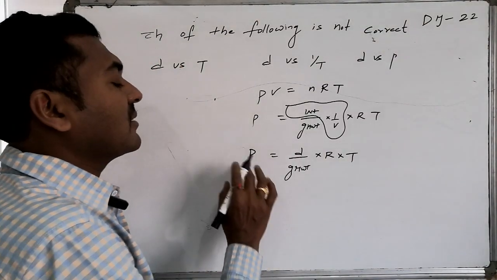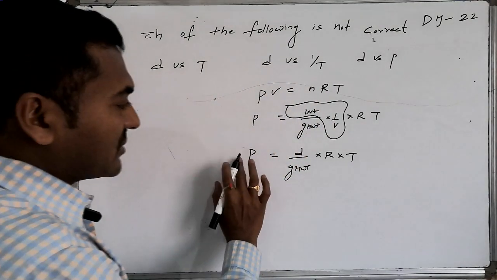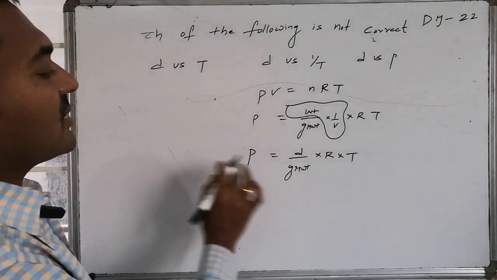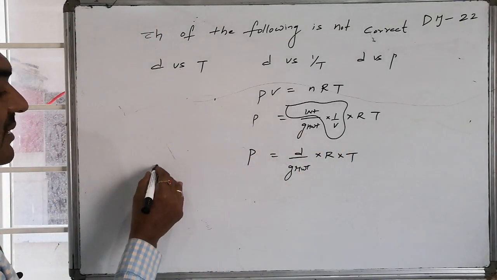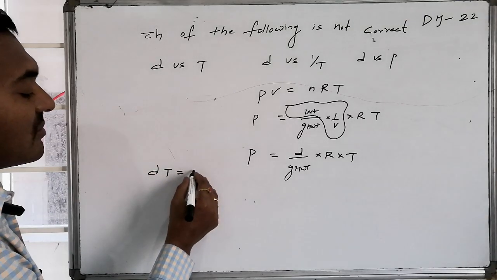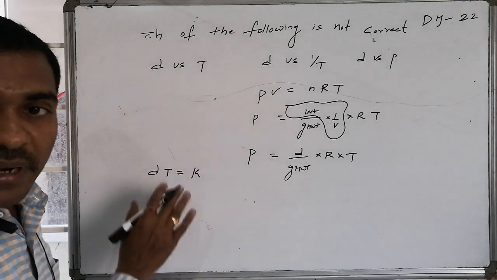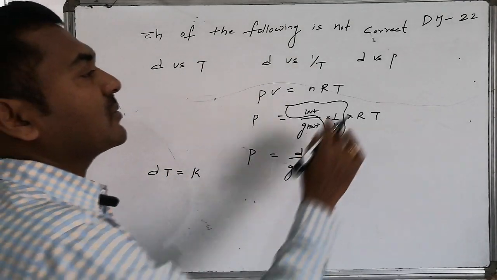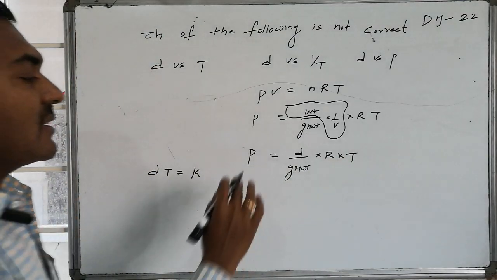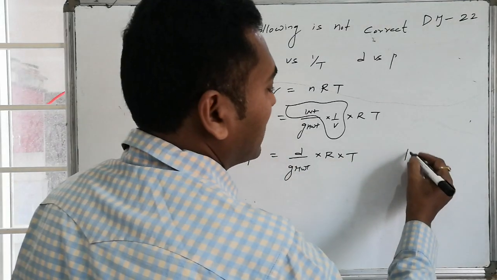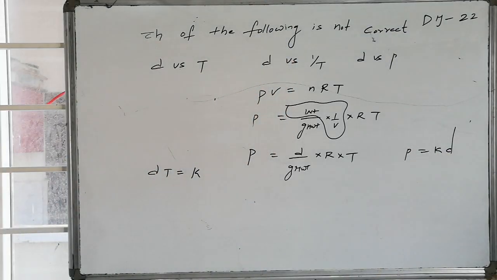So here, one particular relation is density versus temperature. Suppose if we take the graph of density versus temperature, with everything else remaining constant, d into t becomes equal to some constant k. Whereas density versus 1 by t is a part of this relation. Let us go for density versus pressure. If temperature remains constant, then the density versus pressure relation is like this: density is equal to some k into p. These are the two things.